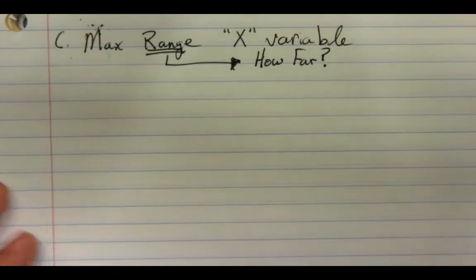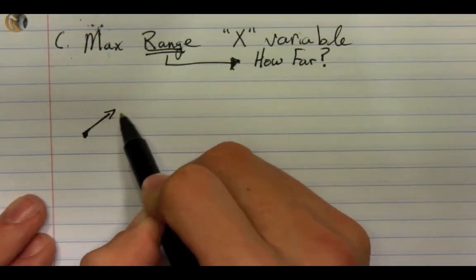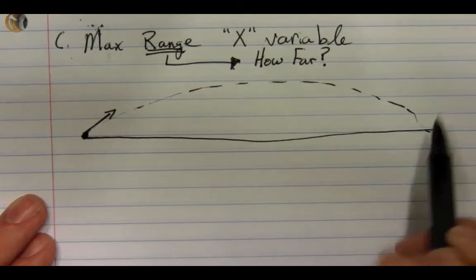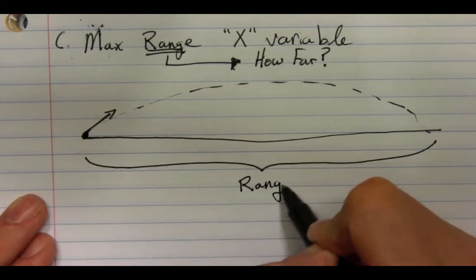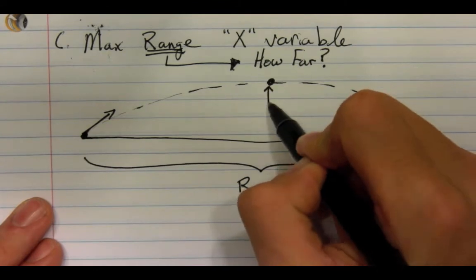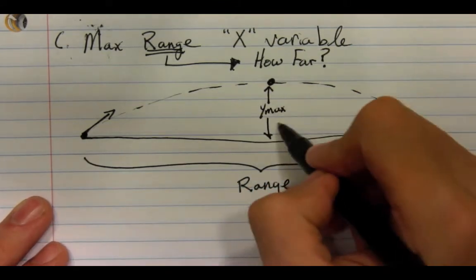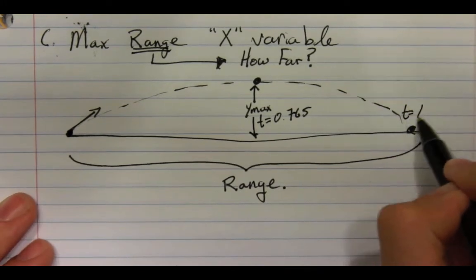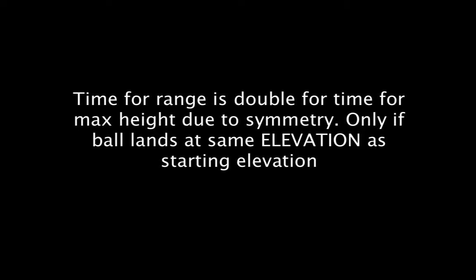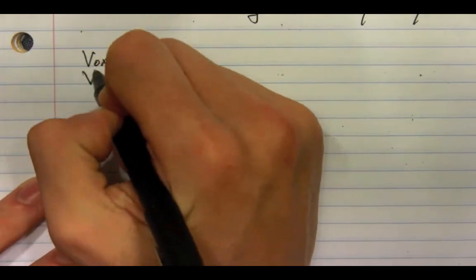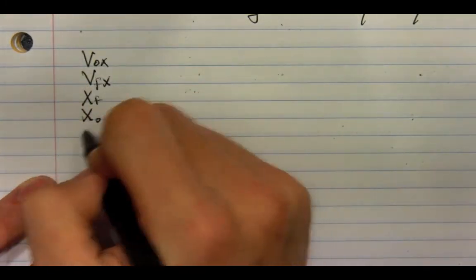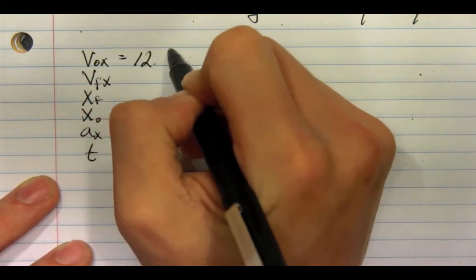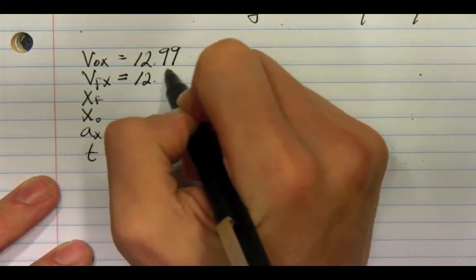Max range is x. Describes how far. So how far is the projectile going? I'm going to start off with a sketch, and then I'm going to write down all the information I just found. I'm going to create my list of variables. Always start off with your list of variables. And I'm going to write down the information that are known and that are determined.